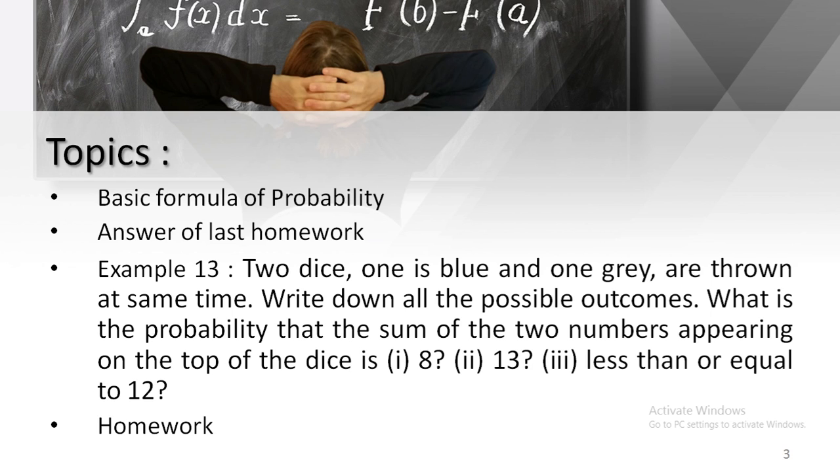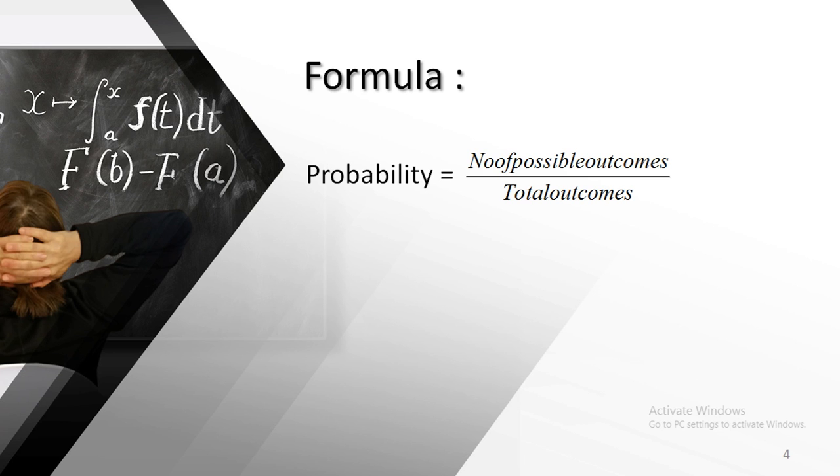So starting with the first, it's the basic formula. Probability equals number of possible outcomes divided by total outcomes, which is already known. So go to the next.